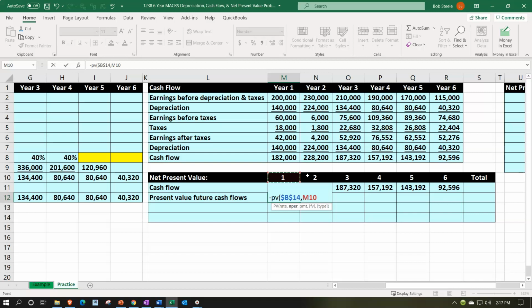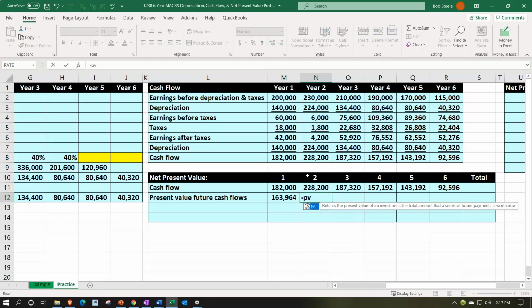Otherwise, when I copy it across, the 1 will be there, and I want a 2 there next time because it's year 2 next time instead of year 1. So we have to have a 2 to reflect that. And then we'll pick up the future value, and there we have it. Let's calculate it a couple more times, and then we'll just copy it across.